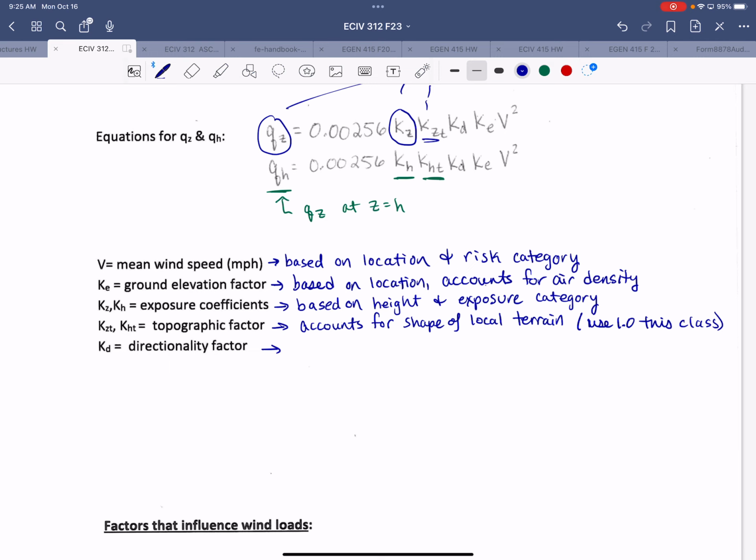All right, and then last but not least, we have KD, the directionality factor. This is based on the geometry of the building, right? Specifically the cross-sectional shape. If it's a rectangle or a circle or something else, that's going to impact how the air will flow around it. So some shapes are more aerodynamic than others. And for most buildings, right, KD is going to be 0.85. I guess there are some unusual circumstances, but in the code it says buildings use KD as 0.85.